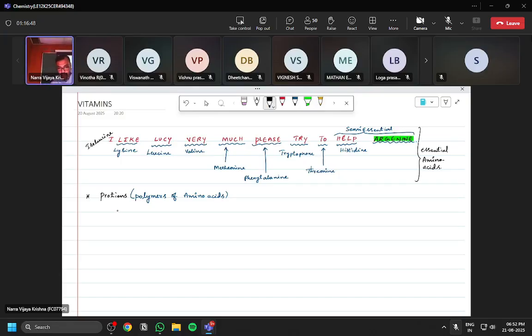Example, protein-rich food materials: all protein-rich food materials are milk products, right? Cheese, butter, and so on. Pulses, peanuts, right? Then meat, fish, etc.